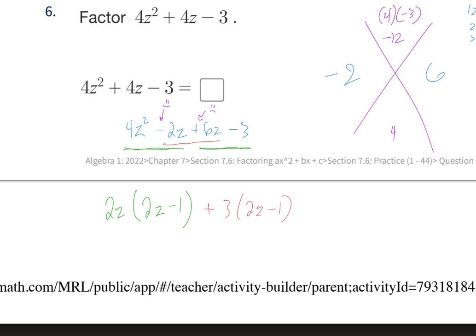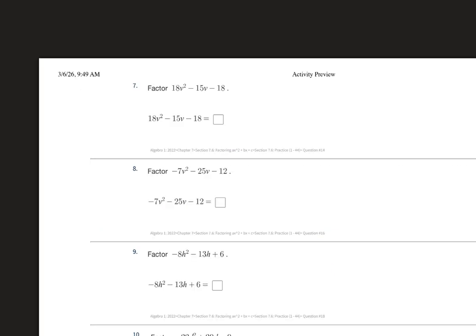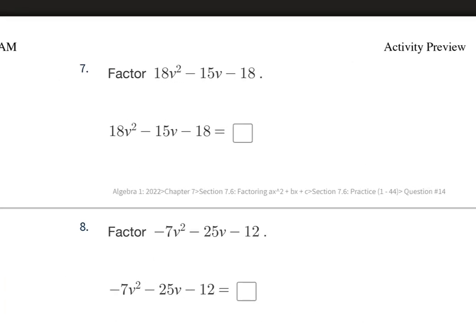But by the way, that is a little bit of a giveaway of like, oh, hey, I did something wrong, because when I did that, my second group wasn't matching. It became a 3z, and well, that's a 2z. So that would not have worked. So anyway, let's factor out 2z minus 1. And what's left behind is 2z plus 3. That's our final answer.